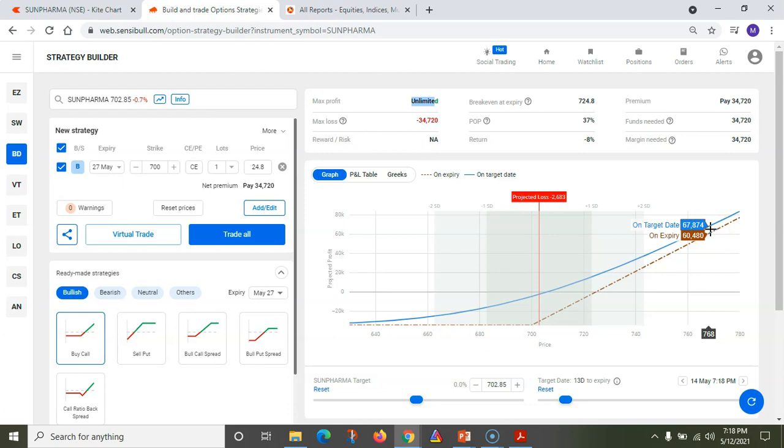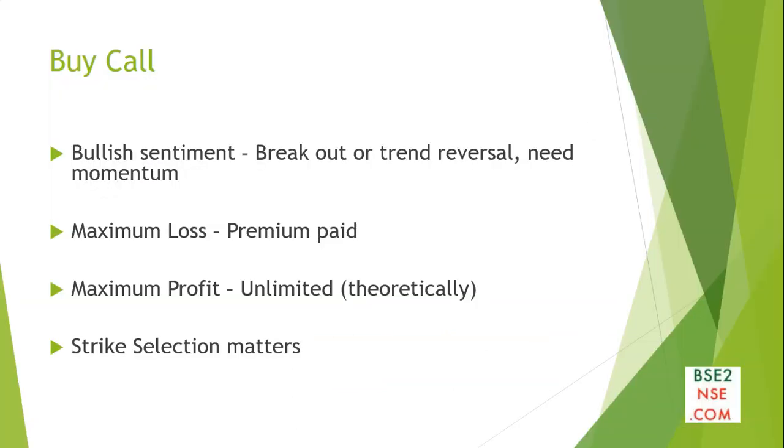You need to understand, when you trade in options, what is the break even? Here the break even is 724.8, meaning you will be in profit only when Sun Pharma expires by end of this month above this price. How is this price arrived at? The strike price plus the premium that you paid to buy that call option, that is 700 plus 24.8. So this is your break even point. And they have something called POP, that is probability of profit, that is 37%. Okay, so this is simply buying the call option.